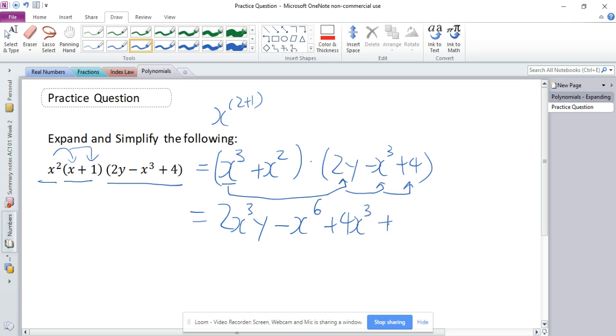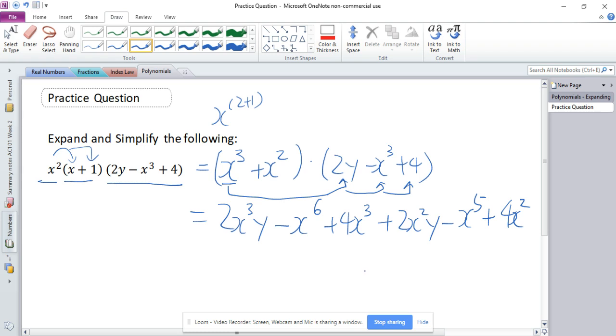And then the x squared terms, 2x squared y, take x⁵, plus 4x. Right, I think that's pretty much of it. Oh, sorry, 4x squared, because here is squared. The next thing is to check for any like terms you can simplify.